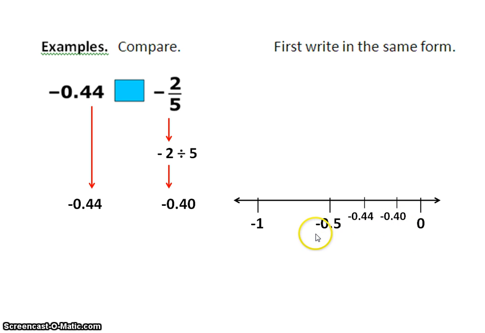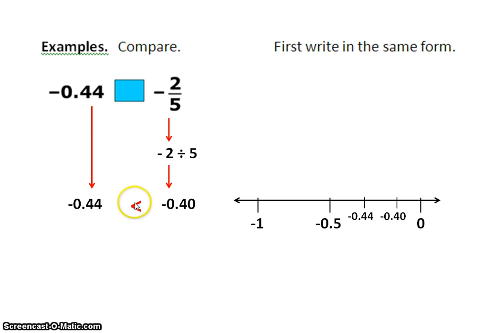With these numbers properly placed on the number line, we can easily see which number is greater. Whichever number is farther to the right on a number line is greater. So negative 0.44, if we move to the right, it's negative 0.40. So negative 0.40 is greater than negative 0.44.